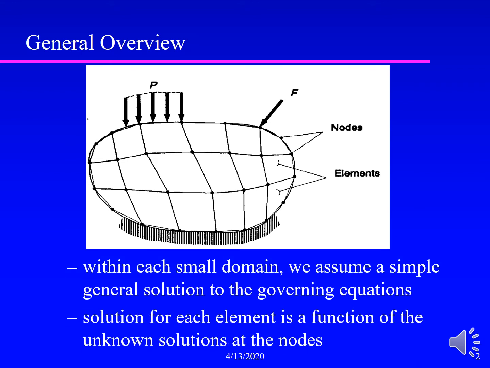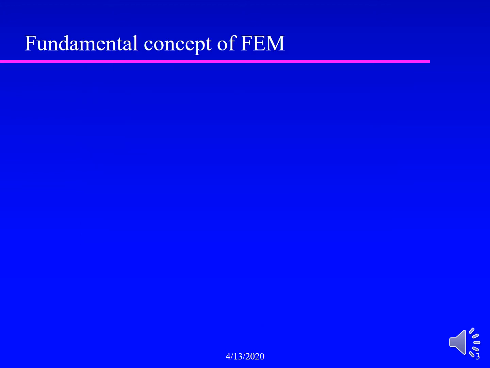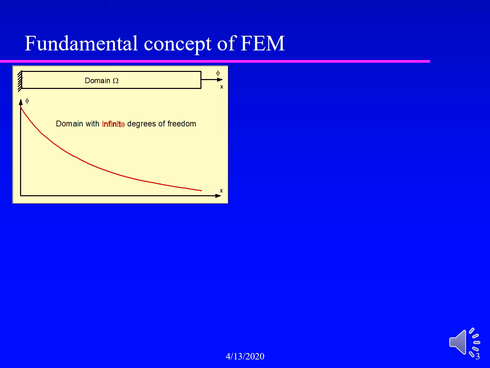Within each small domain, we assume a simple general solution to the governing equations. The solution for each element is a function of the unknown solution at the nodes. What is the fundamental conception? First, the domain. Suppose we take a bar or a beam which is fixed at one end, and the x coordinate is given in the x direction. The beam is called the domain.